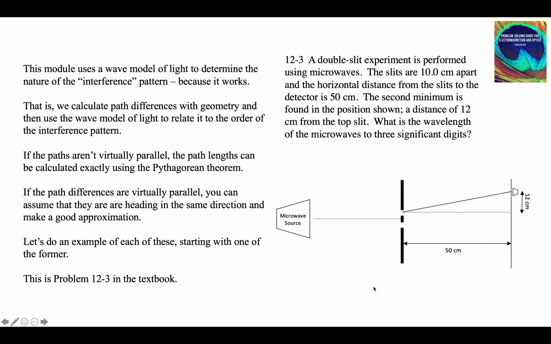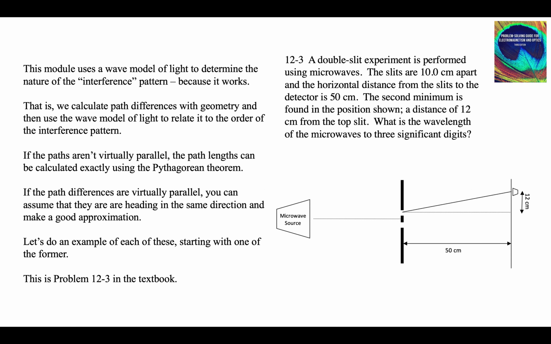So we start at the central max, right across from the source. There's going to be a maximum there. That's the central max. We start moving up. We get to the first minimum. We move up a little bit more. We get to the first maximum. Move up a little bit more. We get to the second minimum. At the second minimum, the path length difference is 3/2 of a wavelength.